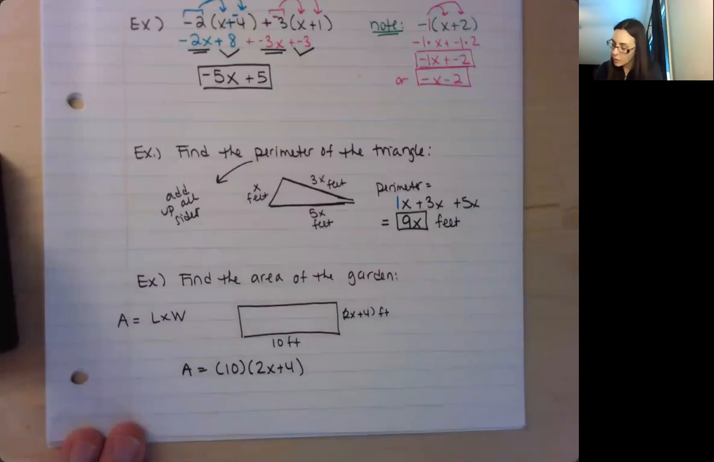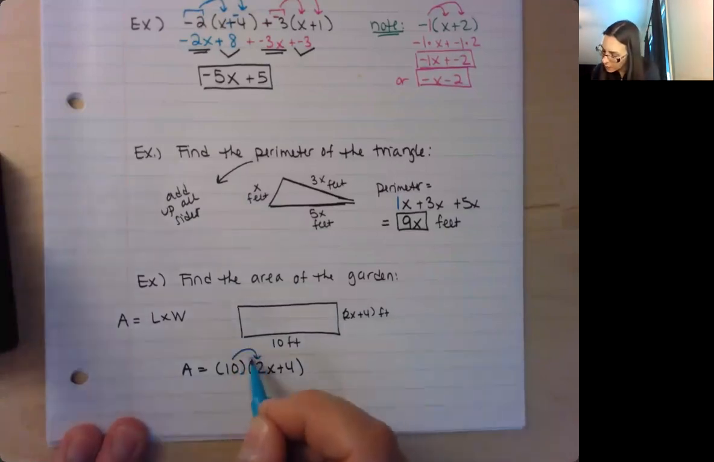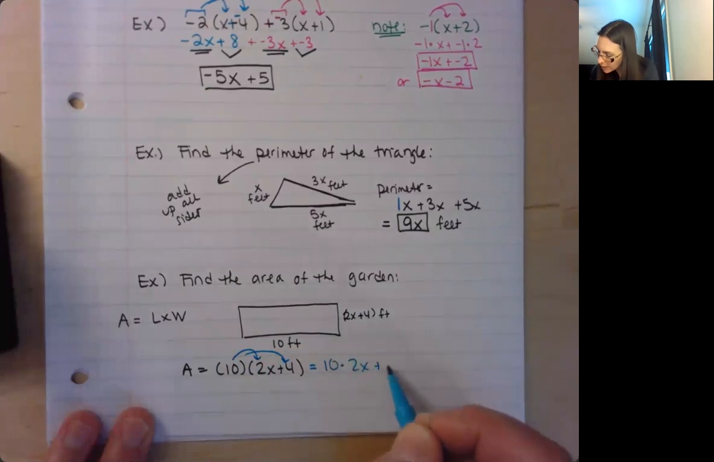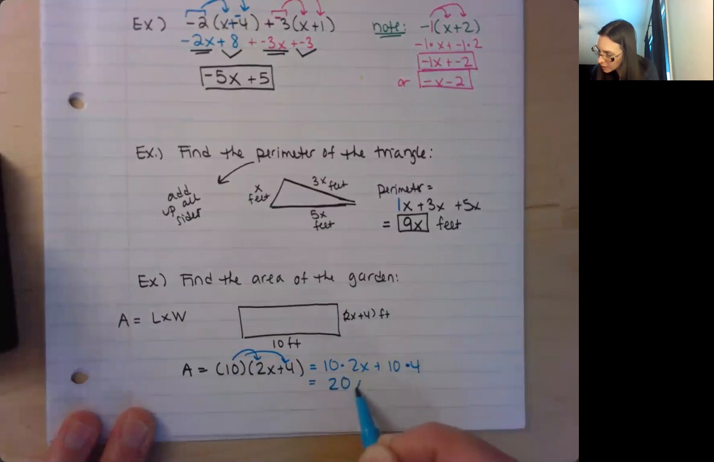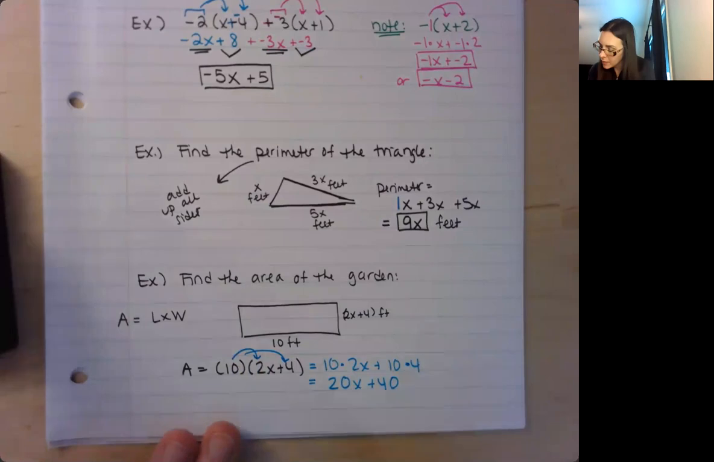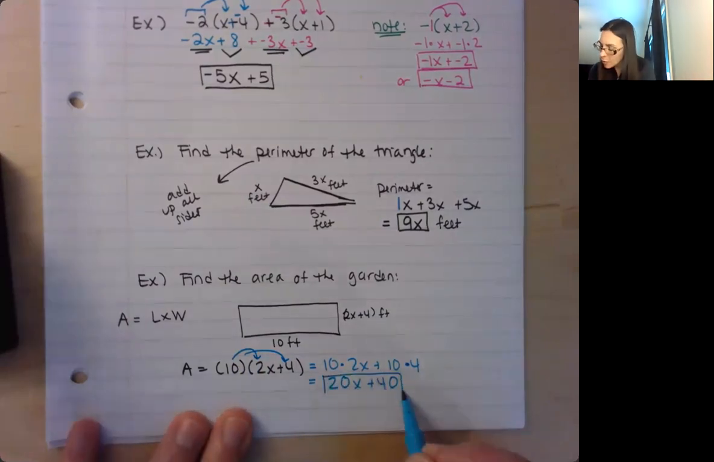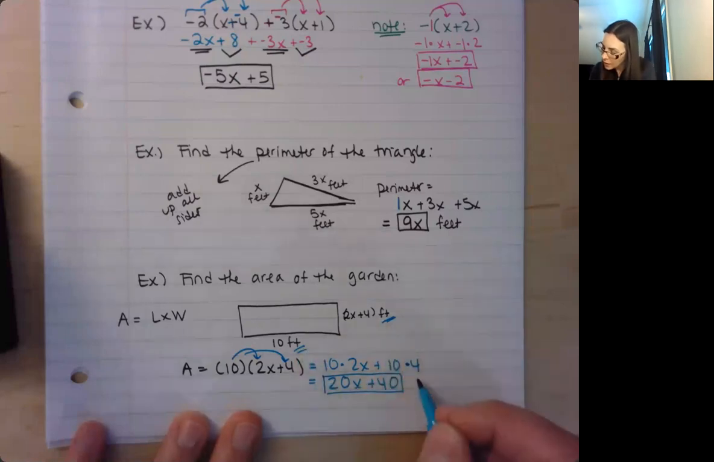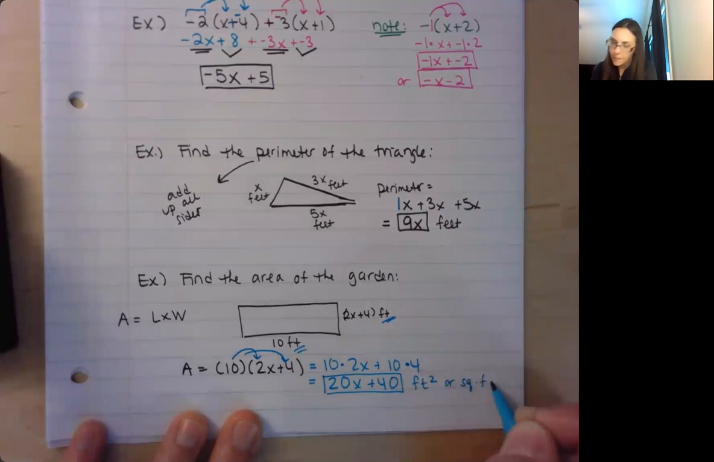So this is a great example to use that distributive property. So I have 10 times 2x plus 10 times 4, which gives me 20x plus 40. These are unlike terms, so I can't go any further. So that's my final result. But do keep in mind here, you have feet and feet. So when you multiply feet times feet, you get feet squared, or you can write that as square feet.